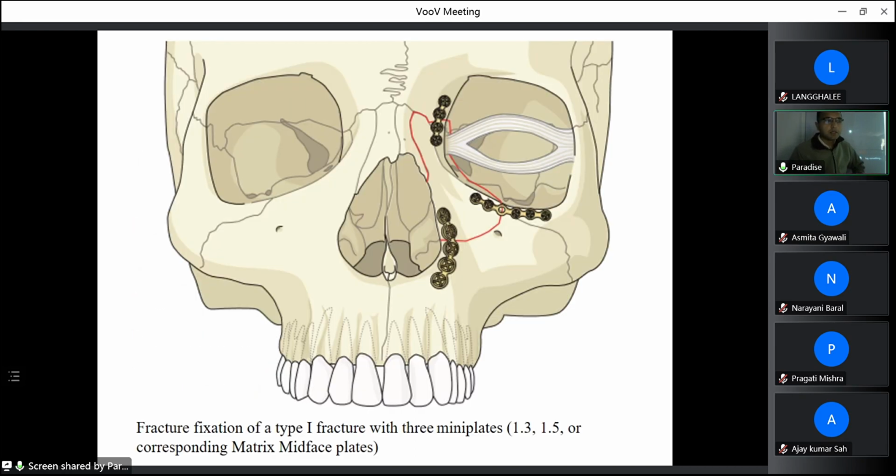Now, for fixation or treatment of NOE fracture, in case of type 1 fracture, it's easy because the medial canthal ligament is still attached to the large bone fragments. So you have to put one plate superiorly at the medial wall. Second plate you have to place at the nasomaxillary buttress. Third one at the infraorbital rim. You have to do 3-point fixation in case of type 1 fracture. It is NOE fracture, Markowitz type 1.